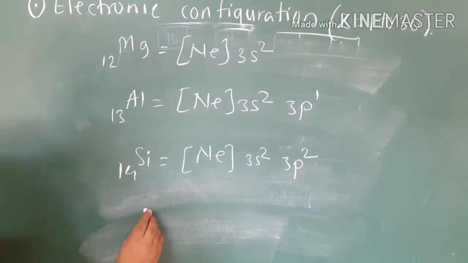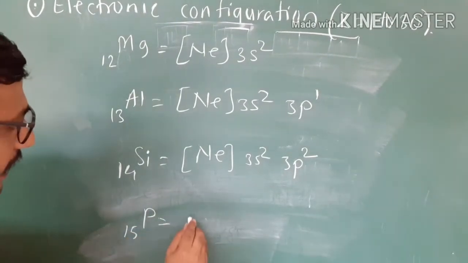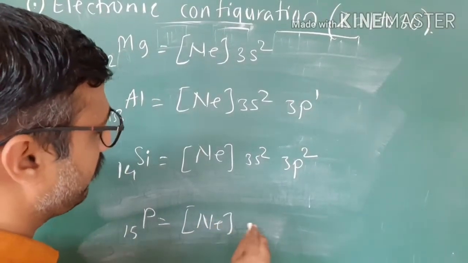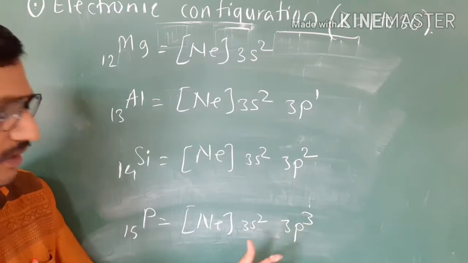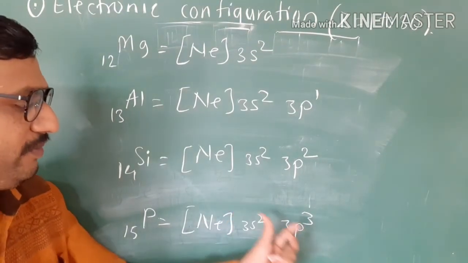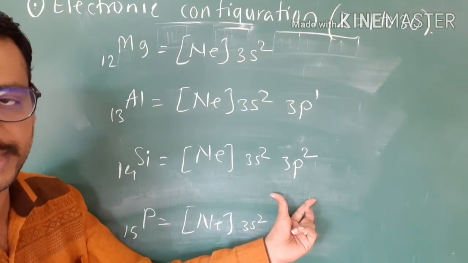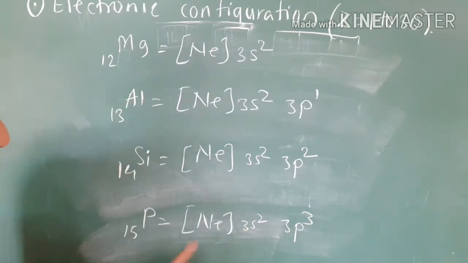Then after silicon, phosphorus is there, and it's neon, then 3s2 and 3p3. You can show the orbitals now. Here the s subshell is made up of 1 orbital, the p subshell is made up of 3 orbitals, meaning 3 blocks. So this is about phosphorus.